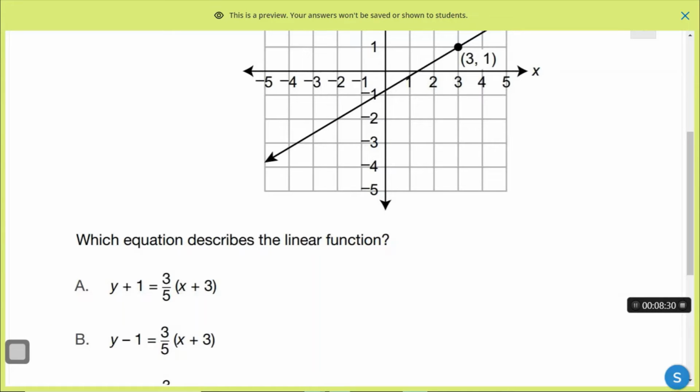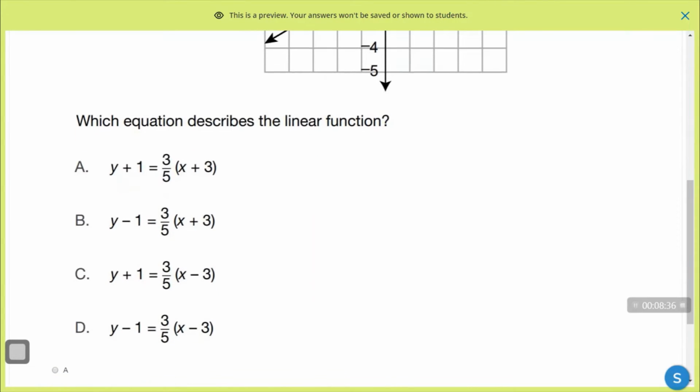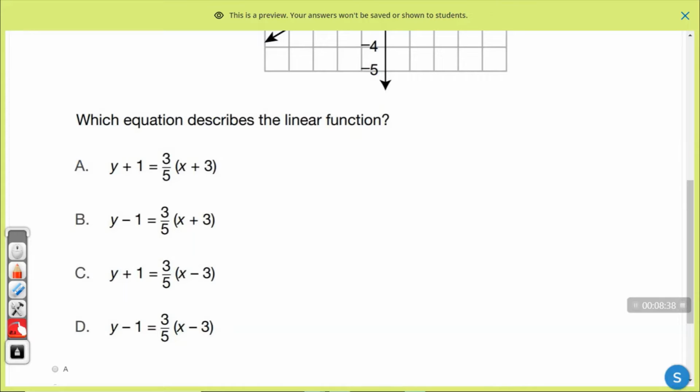Here, the point that they gave me is the point (3, 1). And even though you could go ahead and calculate the slope by picking 2 points, I noticed that all 4 options do not change in the slope. The slope is always 3/5, so that's not going to make the difference.